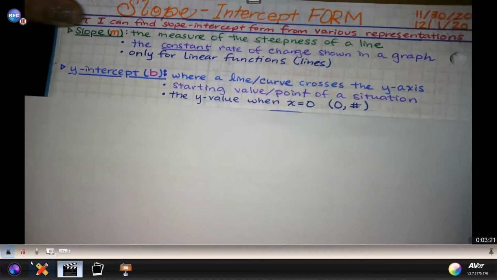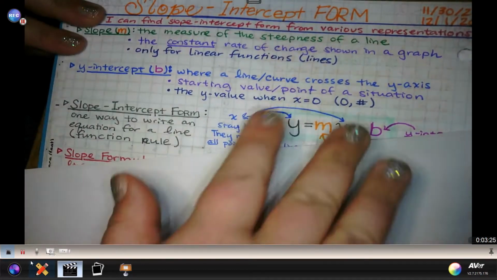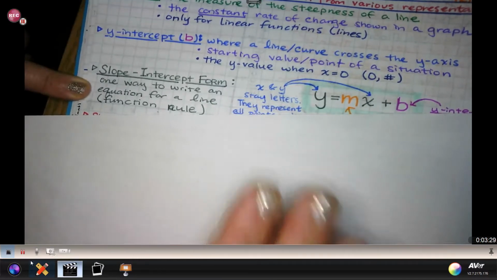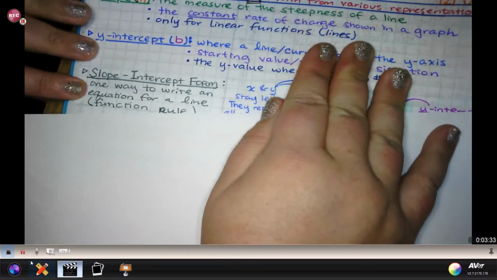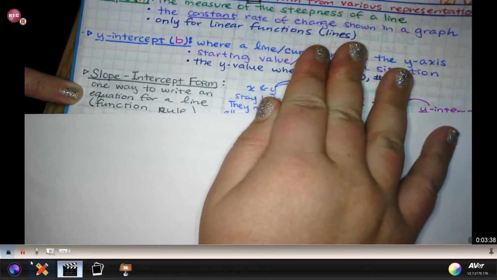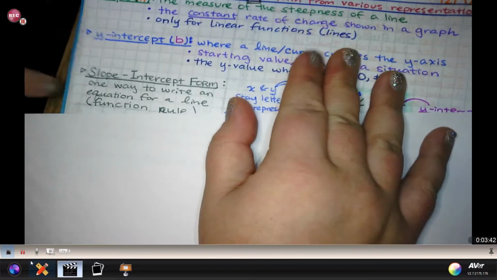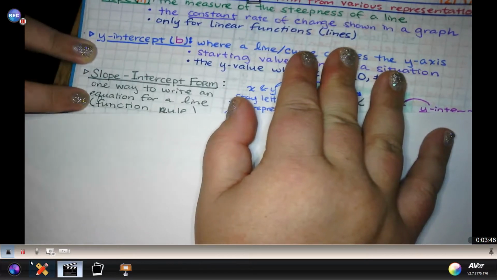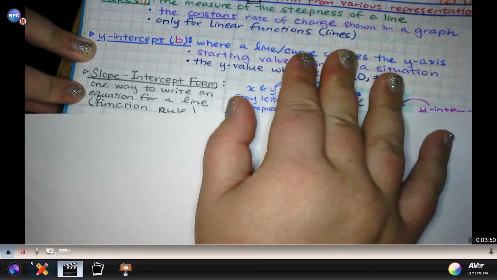All right, then we have, I know there's a lot going on over here, but let's just focus on the word part first. So slope-intercept form, and what that means is it's one way to write an equation for a line. So notice that it's only one way. There's going to be other ways to do this that are equivalent. Okay, you can take the one line and write it in multiple ways. Or you can call it like a function rule. So it's an equation that represents the situation or the line on a graph.